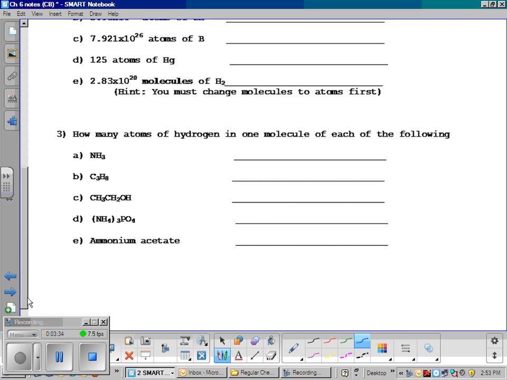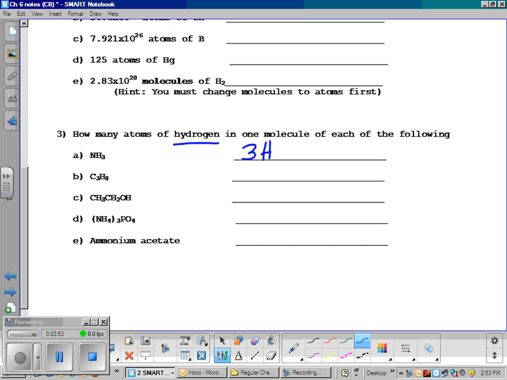And then down here, we don't want to make this question any harder than it is. It's actually really straightforward. It says how many atoms of hydrogen in 1 molecule of each of the following. So I look at NH3. This is nitrogen, this is hydrogen. I have 3 hydrogen. That's it. You're just counting up the total number of hydrogen.